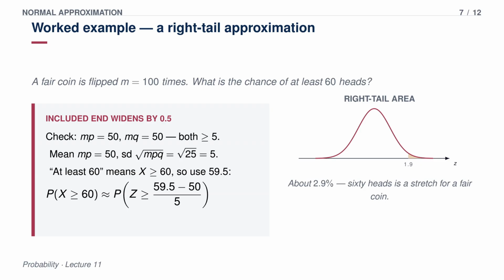Watch how that's the opposite nudge from the patient problem, where we slid up, include, widen. Standardize. 59.5 minus 50 over 5. Which is a clean z of 1.9. And P of z at least 1.9 is 0.0287. So under 3%. 60 heads is a real stretch for a fair coin.